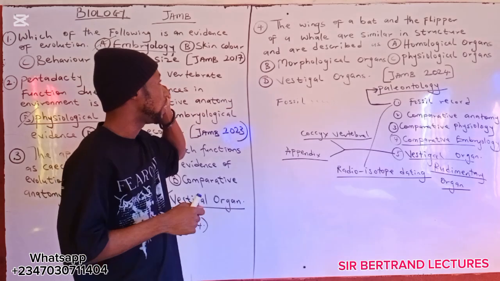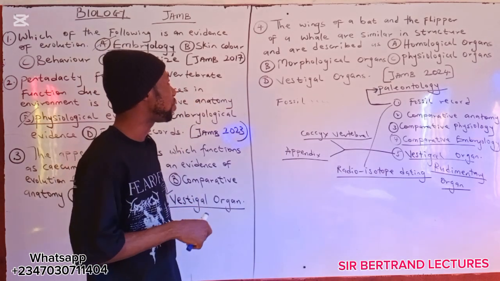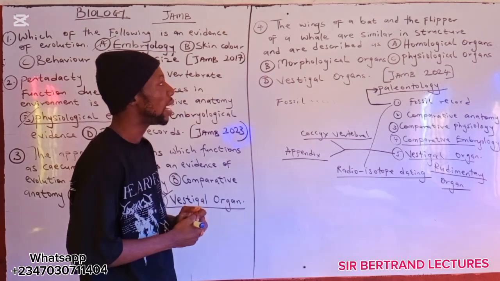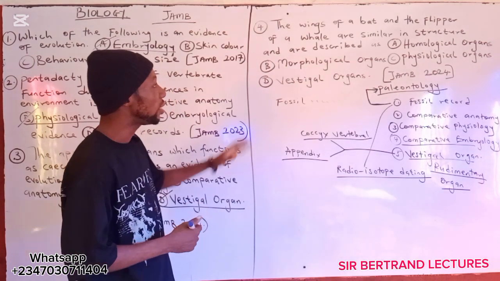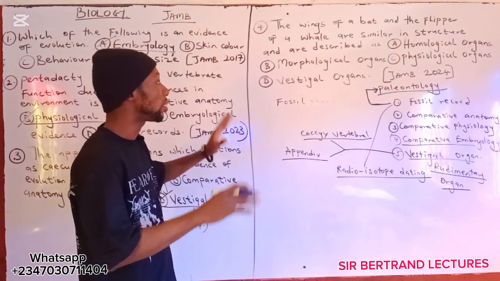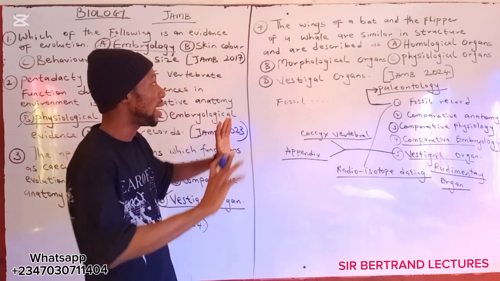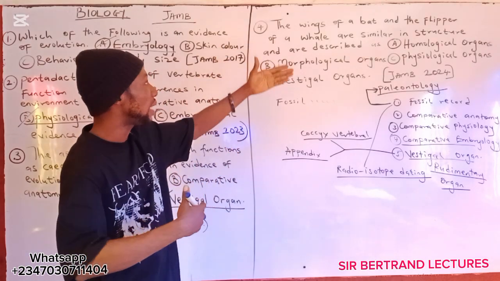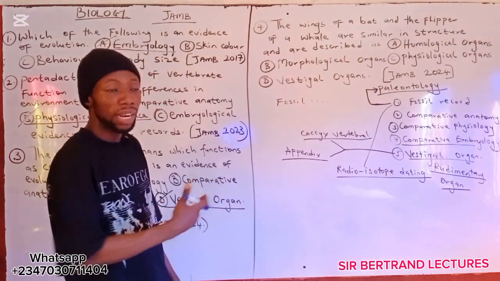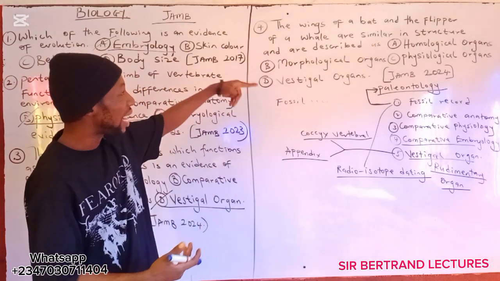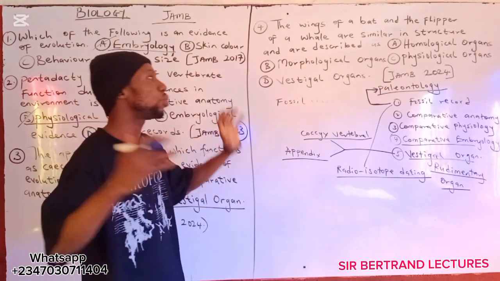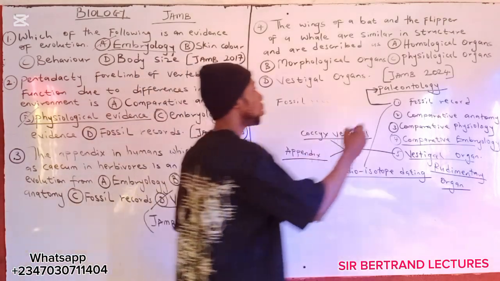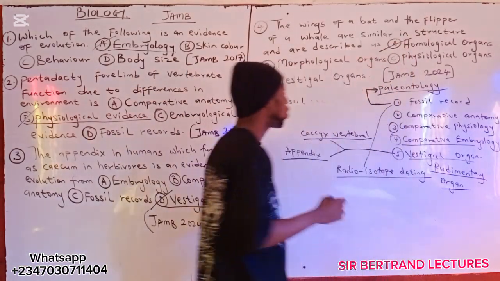Then the last question: the wings of a bat and the flipper of a whale are similar in structure and are described as. All right, this is not the evidence of evolution. It's trying to show you the structure, like they are similar. Okay, the wings of a bat and the flipper of a whale are similar in structure and are described as homologous organs. All right, because of similarity in structure, they are described as homologous organs.